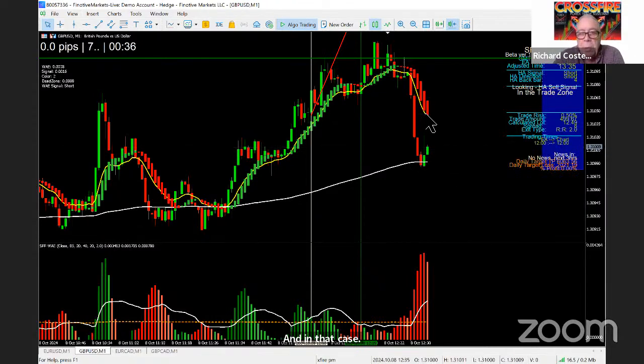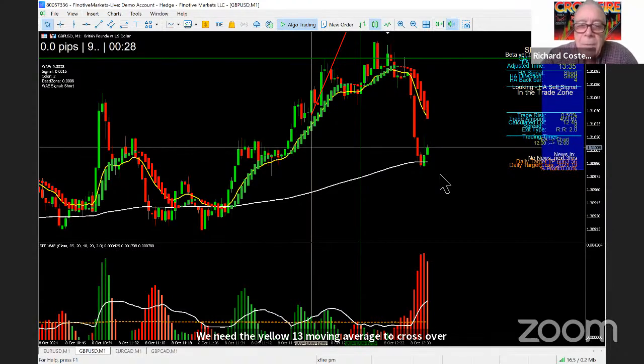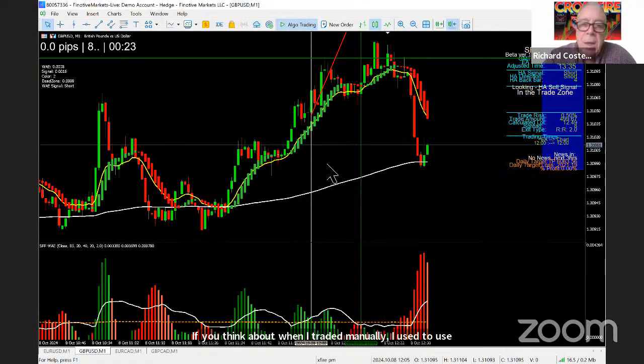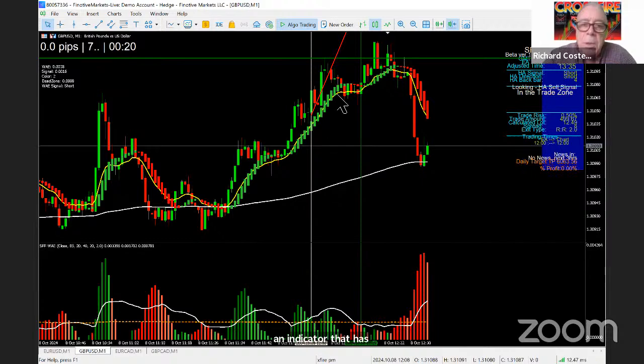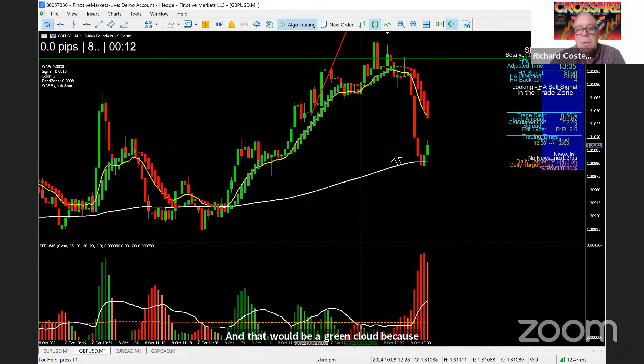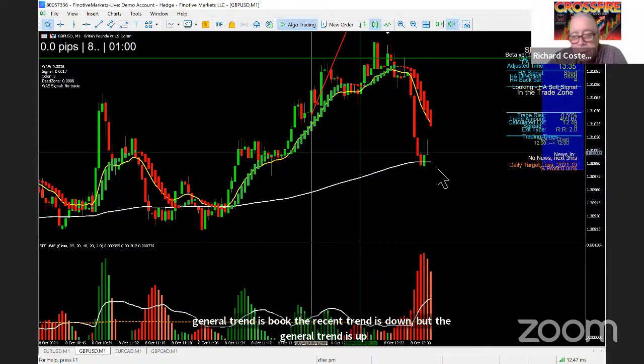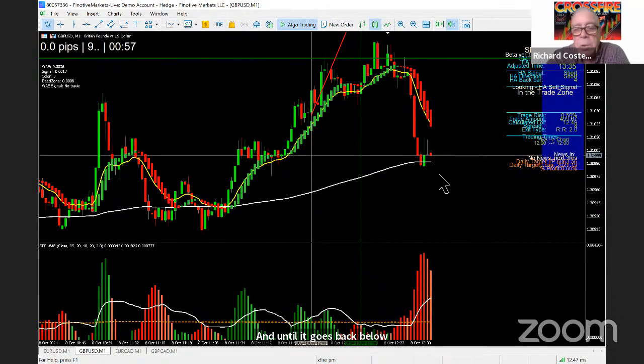We need the yellow 13 moving average to cross over for us to be definitely in a sell. If you think about when I traded manually, I used to use an indicator that would put a colored cloud in between the two moving averages, and that would be a green cloud because the 13 is still above the 200, and therefore the general trend is up. The recent trend is down, but the general trend is up. And until it goes back below that 200, my cloud wouldn't have changed to a red cloud.